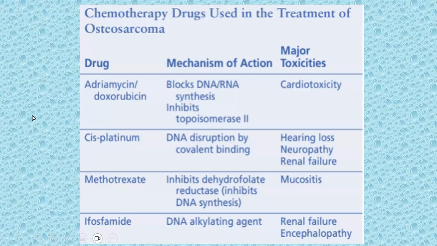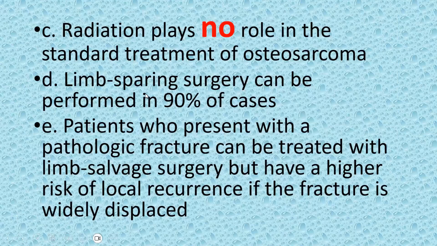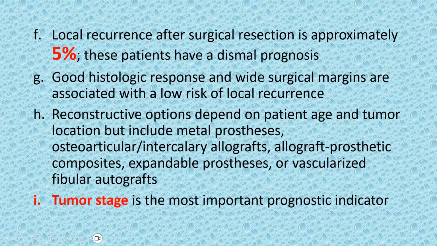Okay, radiation is no longer used. Okay, and local recurrence following limb sparing is 5%, but you have to study your patient. Well, if you want to do a limb sparing, you have to think that you have to give this patient a useful extremity to be able to walk on, to bear weight on. So this is very important.